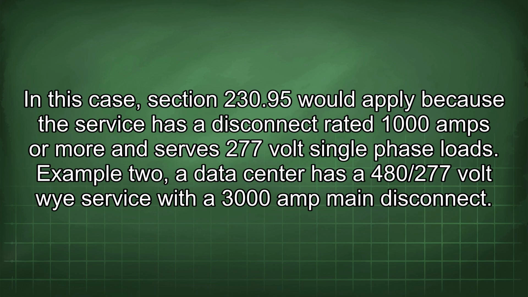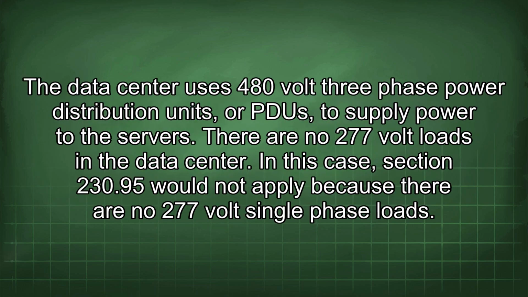Example 2. A data center has a 480/277-volt Y service with a 3000 amp main disconnect. The data center uses 480-volt three-phase power distribution units, or PDUs, to supply power to the servers. There are no 277-volt loads in the data center. In this case, Section 230.95 would not apply because there are no 277-volt single-phase loads.